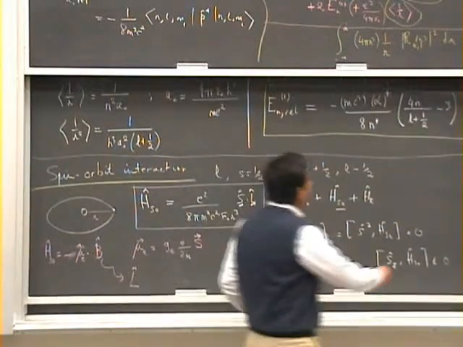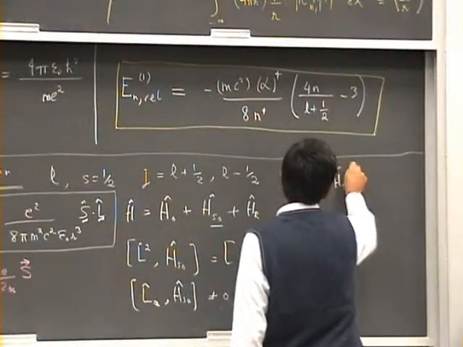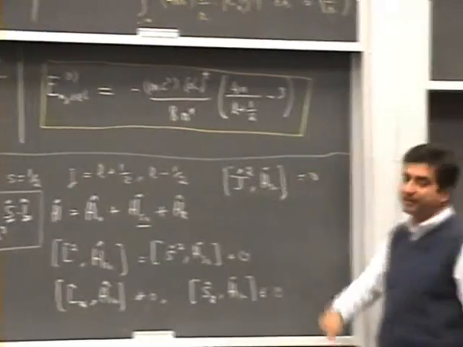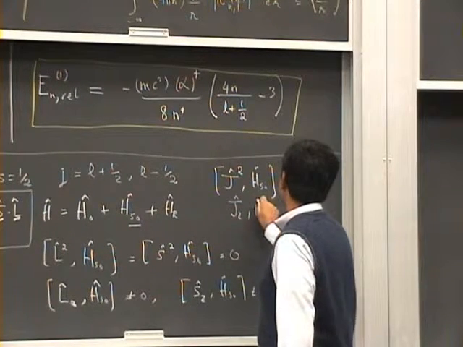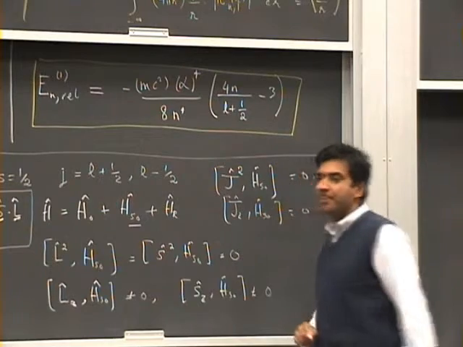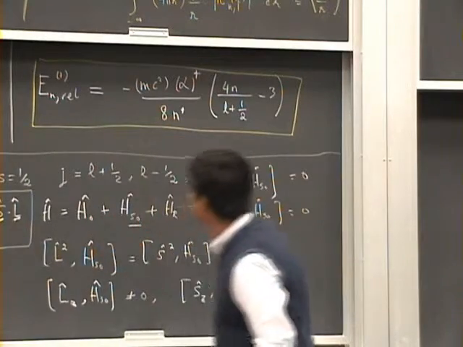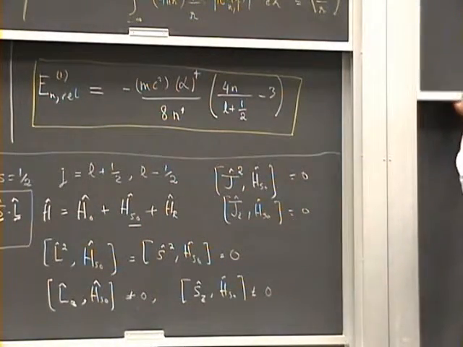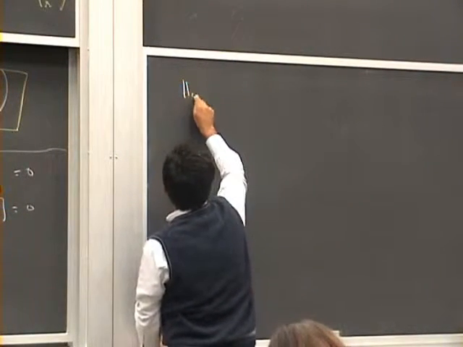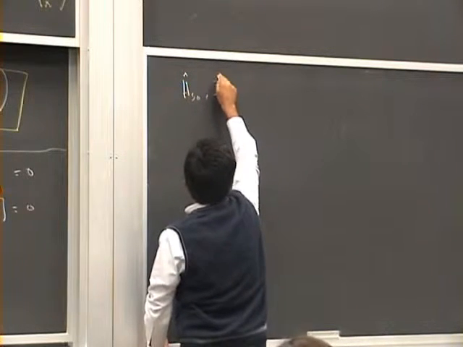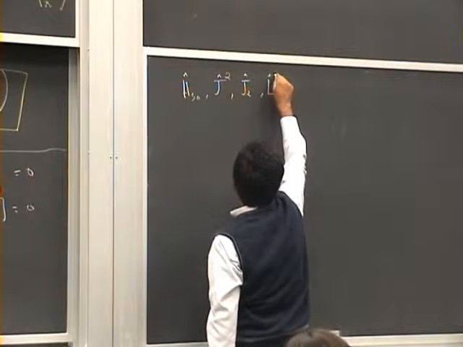Okay. And what can we say about J squared? Does HS not commute with J squared? Yes, it does. This is the total angular momentum. It also commutes with JZ. So it commutes with the total angular momentum. So if you were to write the set of compatible commuting observables, we have HS naught, J squared, JZ, L squared, and S squared.